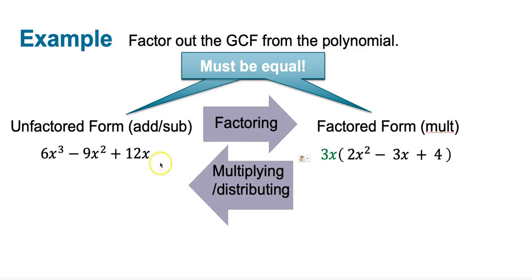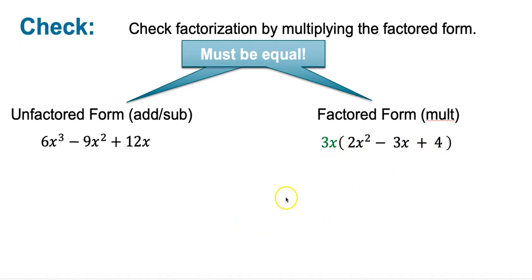Knowing that these two forms must be equal, we can take our answer, which is the factored form, and multiply it out to see if it's equal to the unfactored form. If it is, it means our answer is correct. If it's not, it means our answer is wrong. So let's do that. Let's check our factorization by multiplying the factored form.